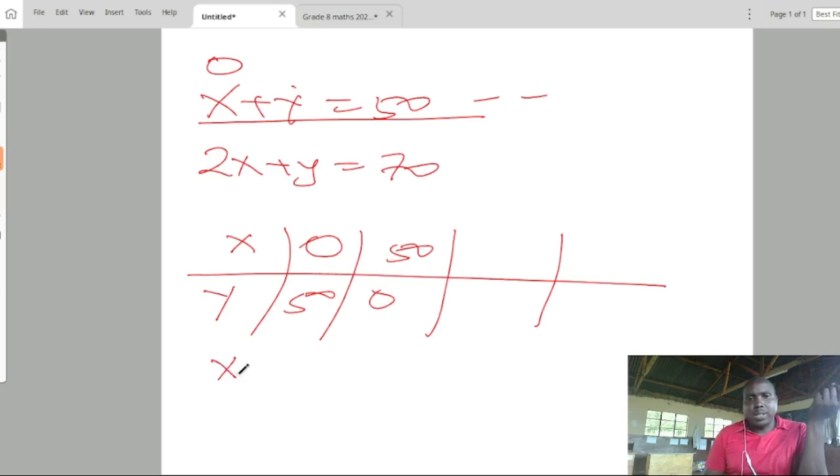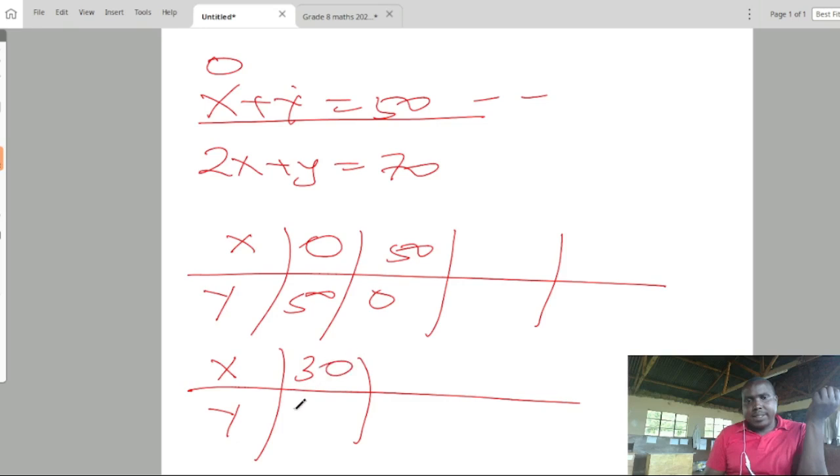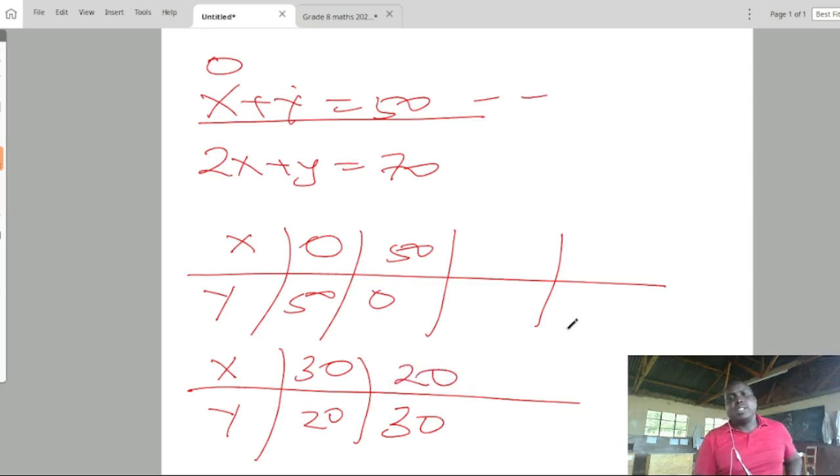That's not the only way. You can as well say x, y. You can say when x is 30, what will y be? So y will be 20. When y is 20, x will be 30. In any way, you can get that one. So we have 30 points for this one. Now we can get the points again for this one.